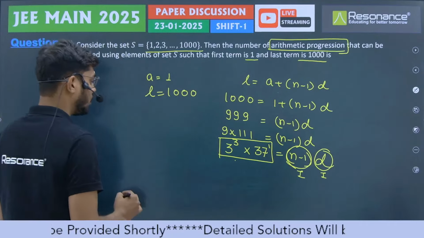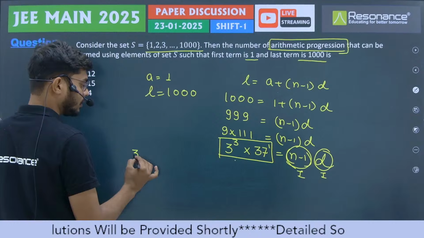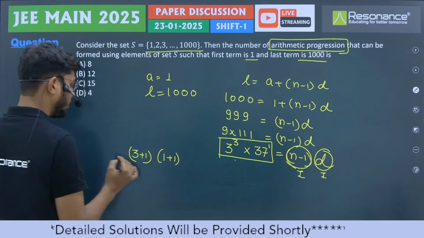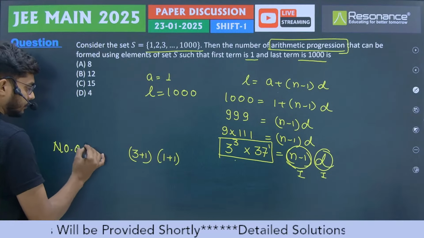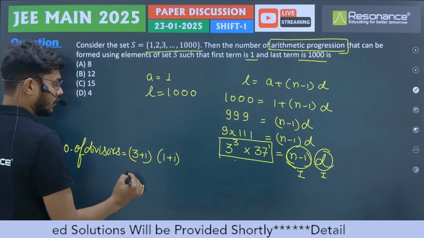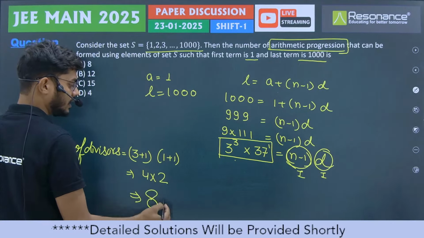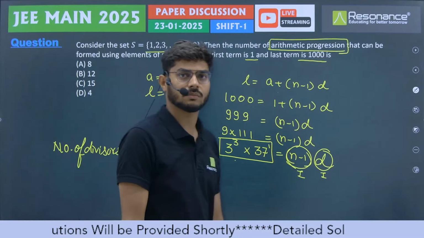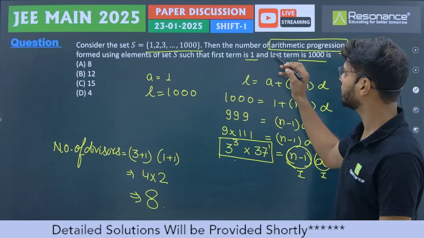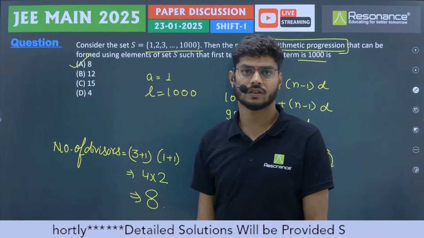So we have the formula for the divisors. What is the formula? If the power is p, so 3 plus 1, 1 plus 1. This is nothing but the number of divisors, which is nothing but 4 into 2, that is nothing but 8. So I can easily say the number of divisors is nothing but the number of possible values of d. The number of possible values of d means the number of different arithmetic progressions. So the answer of this question is going to be the first option, right?